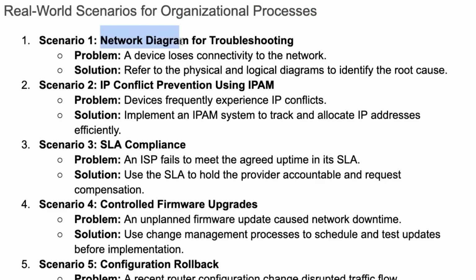So scenario one is the network diagram for troubleshooting, and the problem is that a device loses connectivity to the network. So we would refer to the physical and logical diagrams to identify the root cause. Find the device, find what it's connected to, and what potentially may be the cause of that connectivity issue. Situation two would be the IP conflict prevention using IPAM, the IP address manager. And the problem is that devices frequently experience IP conflicts.